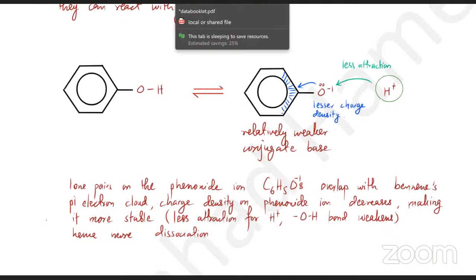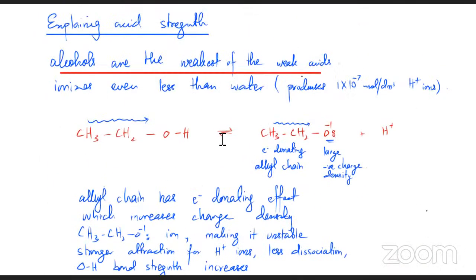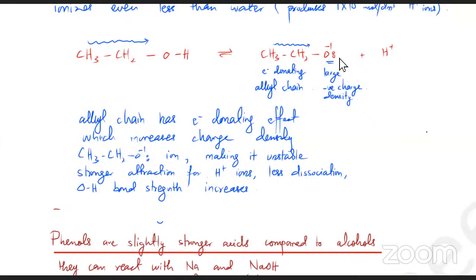In the case of ethanol, there's an electron donating effect, which makes the negative charge even greater. That would lead to a stronger attraction for H+. So the alkyl chain has an electron donating effect, which increases the charge density on the negative ion, making it unstable. Stronger attraction for H+, less dissociation, and the OH bond strength increases. Compared to water, which is in the middle, over here you've got an electron donating effect, which increases the negative charge and the strength of attraction between the O and H, which is why it leads to even lesser dissociation. Is this part clear?